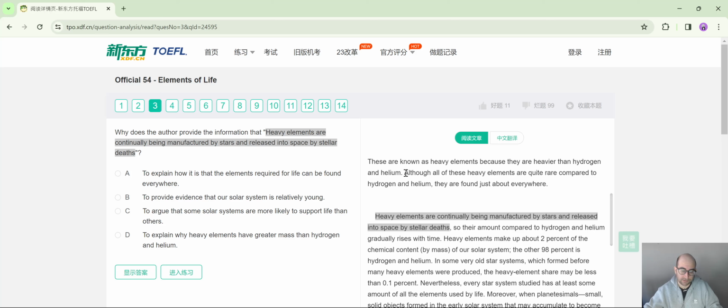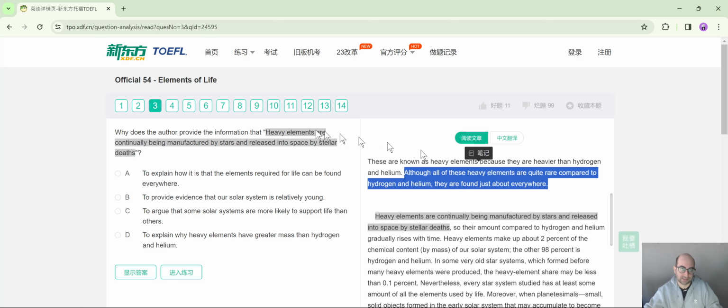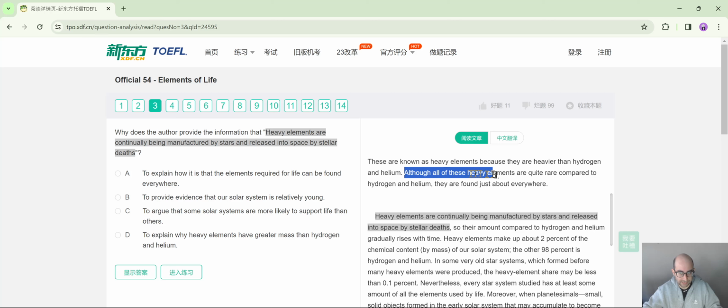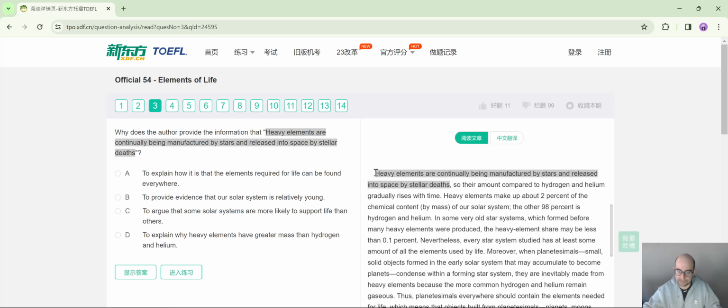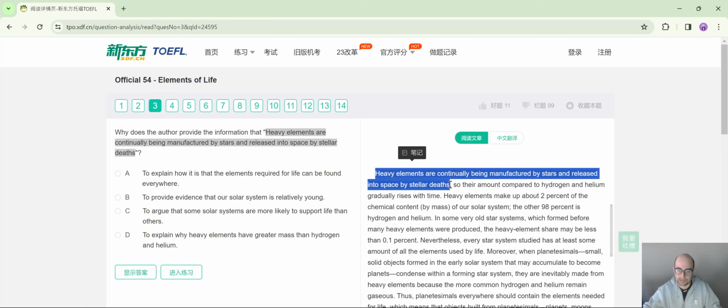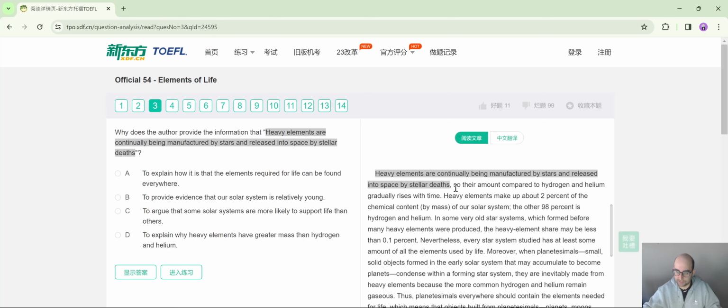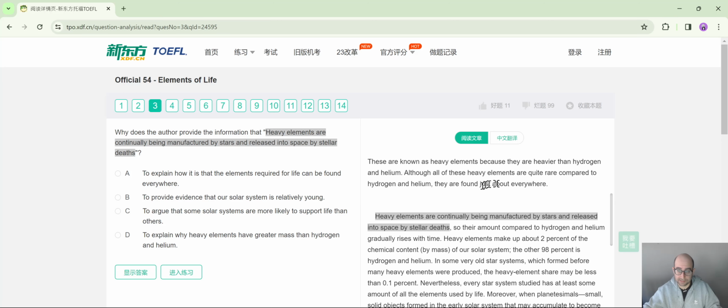So let's come back to the previous paragraph, and you might on the exam have to hit next, or not next, but before, and check it. So always do that. Although all of these heavy elements are quite rare compared to this, but they are found just about everywhere. Okay. So they're found everywhere. Interesting. And then here they say heavy elements are continually being manufactured. Okay, so, and if I really quickly look at this, heavy elements make up this. Okay, so to explain how it is that elements required for life can be found everywhere. Well, this sentence did kind of mention that.